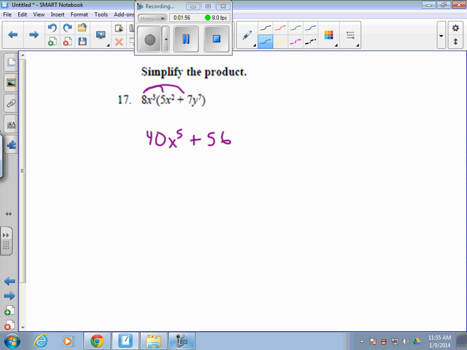But notice one of them is x to the third, the other one's y to the seventh. You can't add those because they're not the same. So you simply write x to the third, y to the seventh.